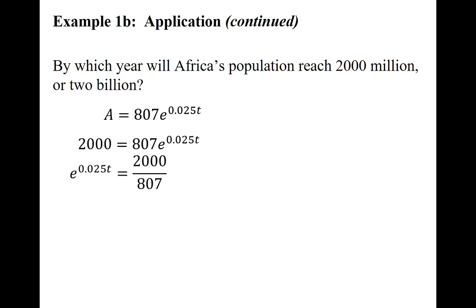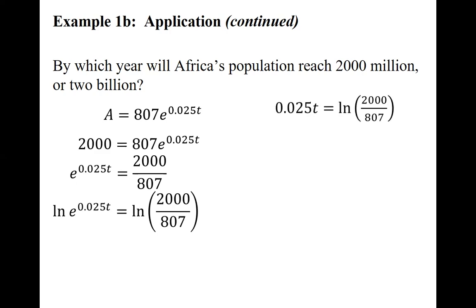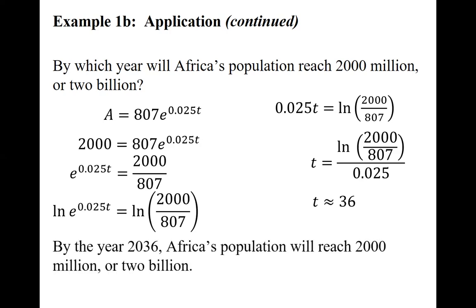Divide both sides by 807. Take the natural log of both sides. Exponent becomes coefficient. Divide both sides by 0.025, and that is our exact t. So that many years after the year 2000. The exact answer doesn't really help us understand, though, does it? So put it in the calculator. It's about 36. So 36 years after 2000, we predict by the year 2036, Africa's population will reach 2 billion.